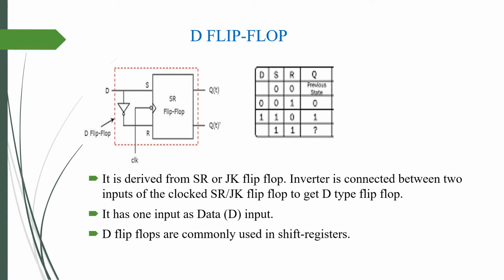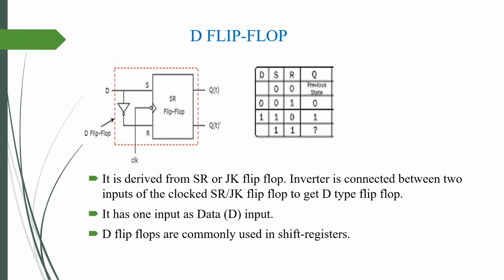Here you can see truth table of SR flip-flop and D-type flip-flop. When D is equal to 0, then S is equal to 0 and R is equal to 1. So output Q is equal to 0. Please refer truth table of SR flip-flop. When D is equal to 1, then S is equal to 1 and R is equal to 0. So output Q will be 1.